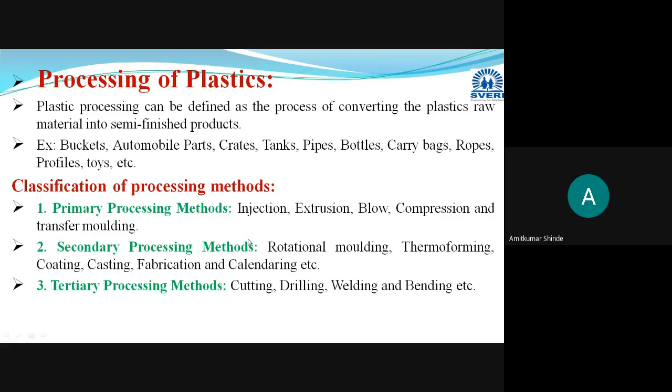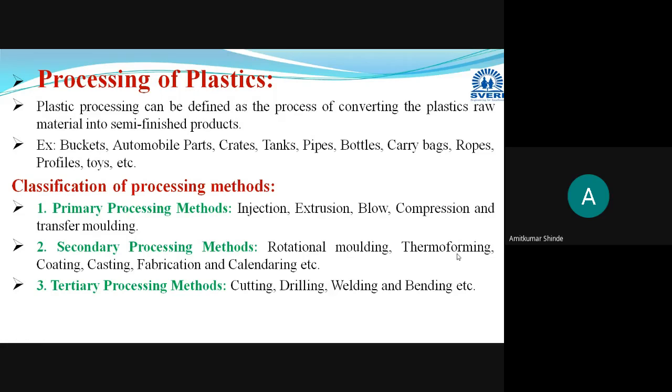Largely, we are applying these five methods to a large extent to convert the available raw material into the desired product by following certain steps. These are largely used, that's why they are categorized as the primary processing methods. Then the secondary processing methods will be rotational molding and thermoforming processes.